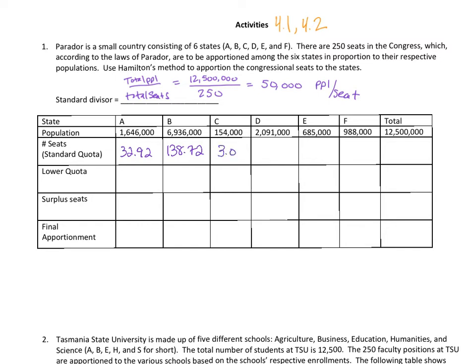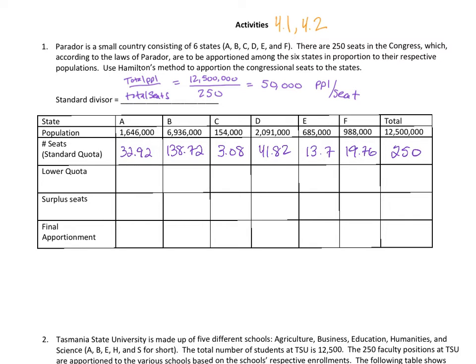We get 3.08, 41.82, 13.7, and 19.76. Now, if you add these up, we should get exactly 250 seats. It may be slightly off if you rounded these numbers as you wrote them down. If you wrote down the exact numbers you get in your calculator, it should come out to exactly 250.